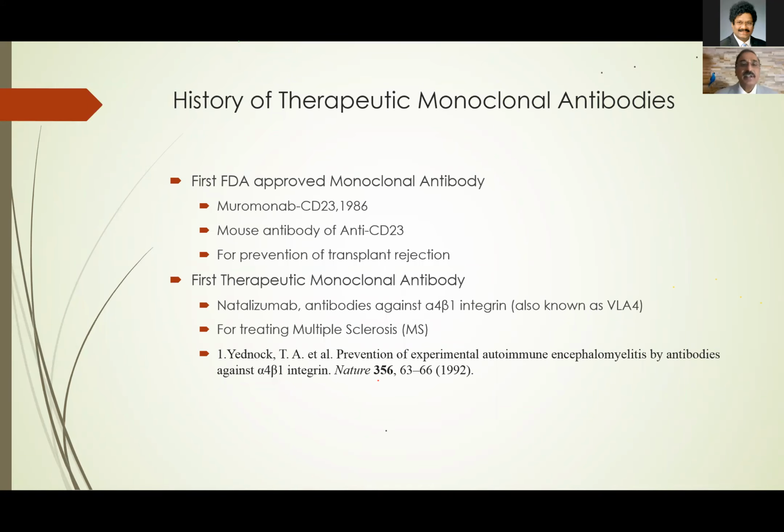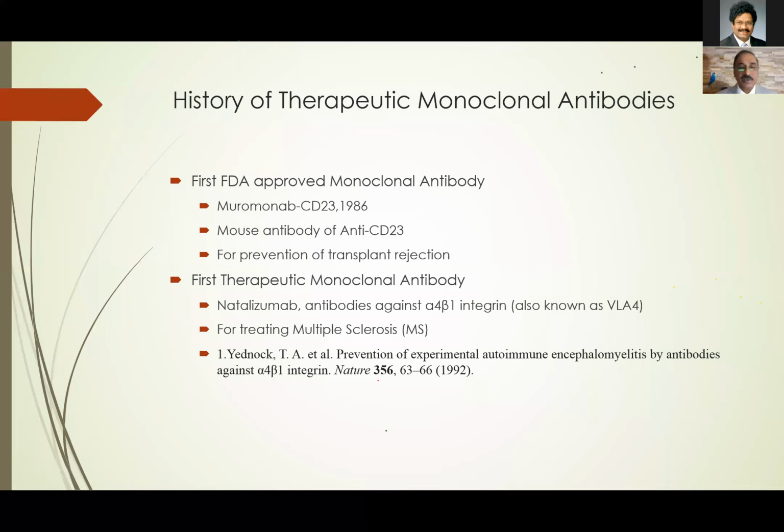This is the first FDA-approved monoclonal antibody, Muromonab, which is anti-CD3. It is a mouse antibody, for prevention of transplant rejection. The first therapeutic monoclonal antibody that was given in patients with multiple sclerosis.